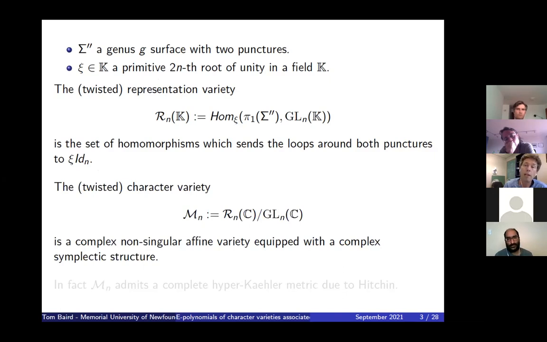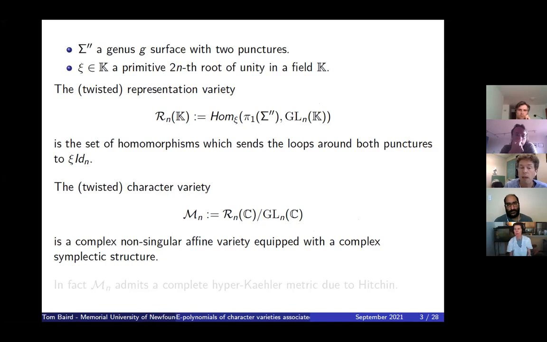And then when K is the complex numbers, I want to consider also the twisted character variety, which is just the quotient of this representation variety under the action of GL_n, which acts just by conjugating the target here. Okay, so because I've chosen a primitive 2n-th root of unity, this character variety is non-singular. It's a complex non-singular affine variety. This is both the set of orbits in the set-theoretic sense, and it's also a GIT quotient. So it's an affine variety.